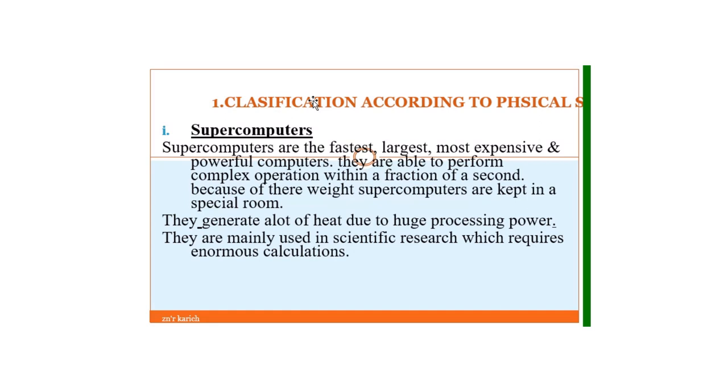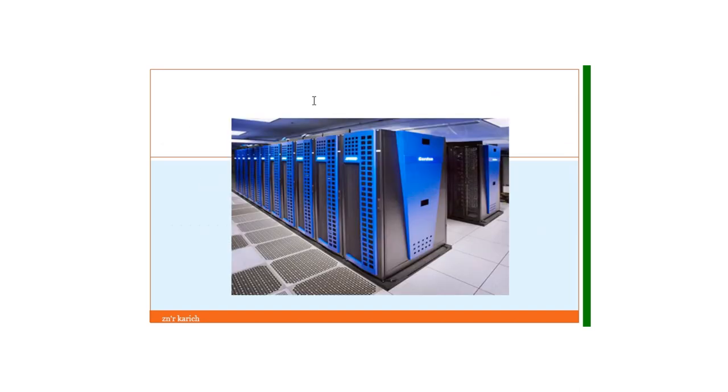When it comes to classification according to physical size, we have the supercomputers. They are the fastest, the largest, the most expensive, and also the most powerful computers, and they can perform complex instructions within a fraction of a second. Because of their size, supercomputers are kept in a special room, and they also emit a large volume of heat. They are used for scientific research, which requires enormous calculations. You have an example of a supercomputer. You can see that with their size, they have to be stored in their own room, and because of the heat they generate, it is not good for humans.